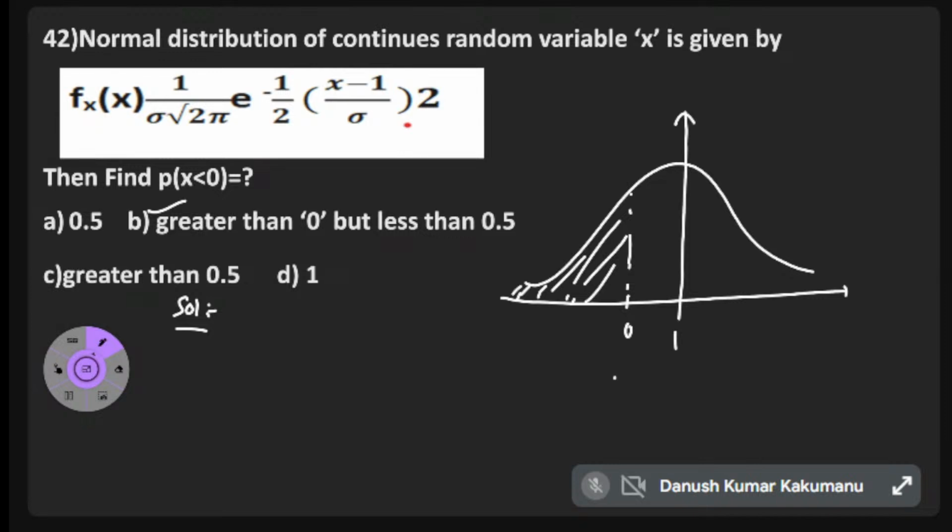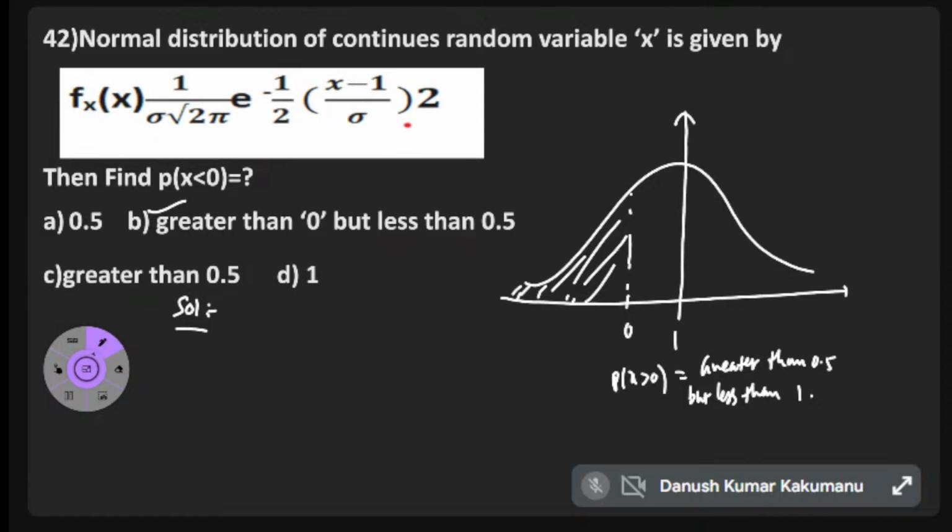If my question is P of x greater than 0, tell me what's your answer? X greater than 0 means what? This side area. Options, not percent. This side area is how much? This area is greater than 0.5, right? Greater than 0.5 but less than 1. Greater than 0.5 and less than 1 is the answer.